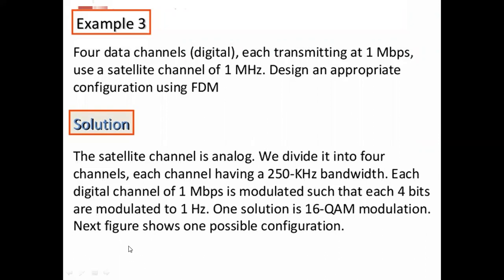See the solution here. The satellite channel is an analog signal, so we divide it into 4 channels. Each channel has 240 kHz bandwidth. Each digital channel of 1 Mbps is modulated such that every 4 bits are modulated to 1 hertz. So one solution is 16 QAM modulation.